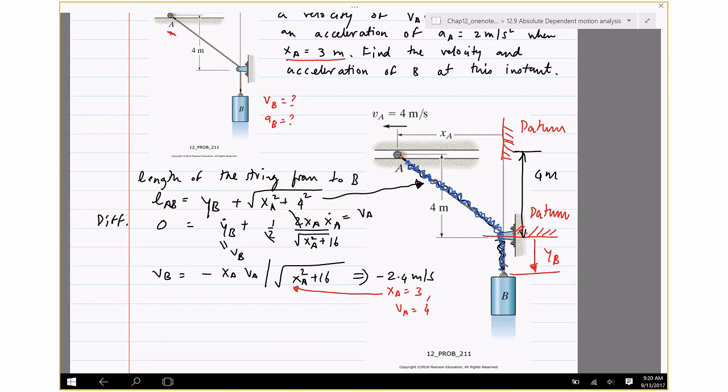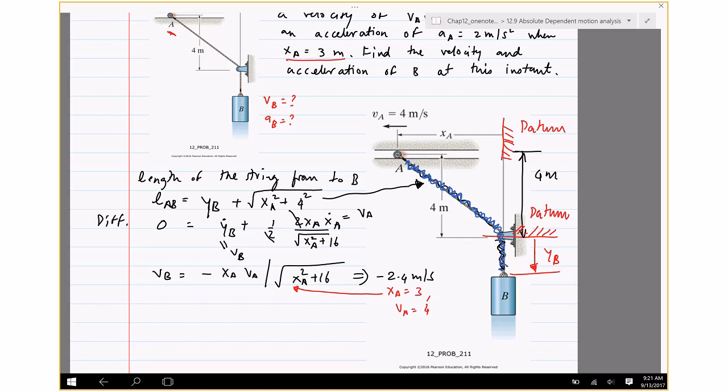That makes sense? When VA is moving to the left, VB, the velocity of B, is negative. The positive direction is downward, so the negative direction is upward. It's saying the velocity of B is going to be negative, or it's going to move upward. It makes sense: A moves to the left, B moves up. So in a question like this, sign is not a big deal. You just assume that the sign will show up in the answer.